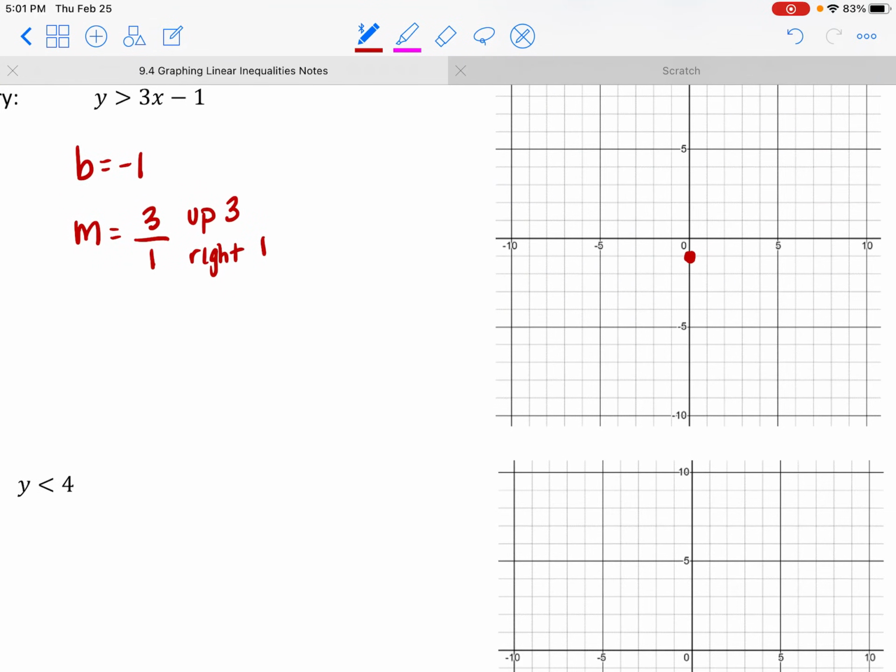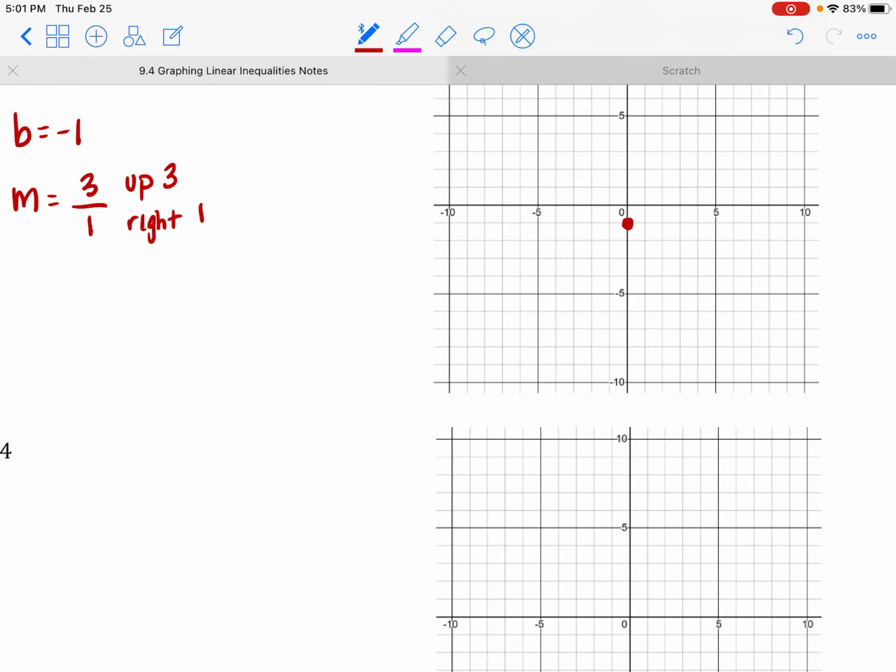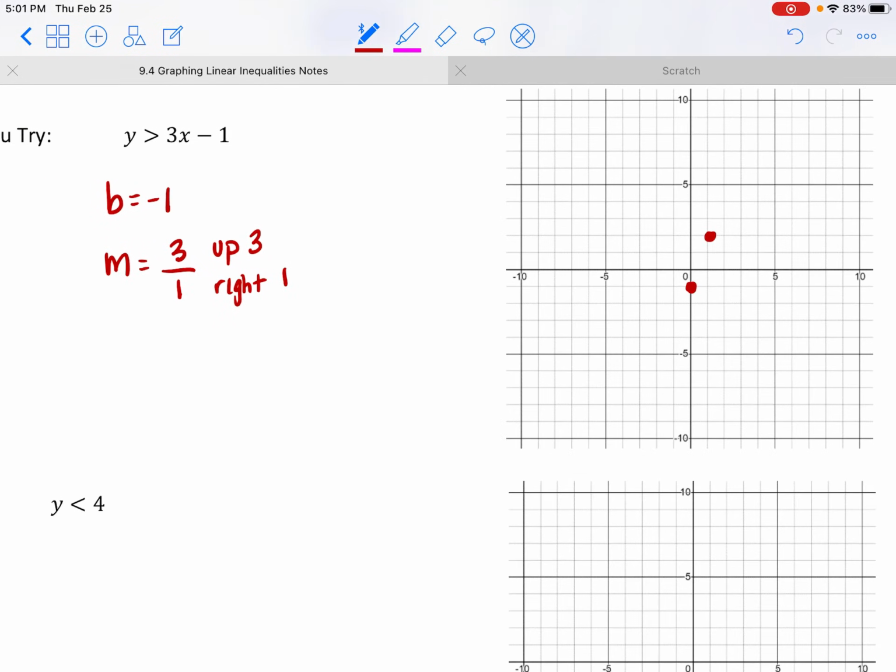So from here, I'm going to go up 1, 2, 3, right 1, make another point. And now I look at my symbol, which is a greater than symbol. That symbol tells me that I'm not equal, so I'm going to make a dashed line.